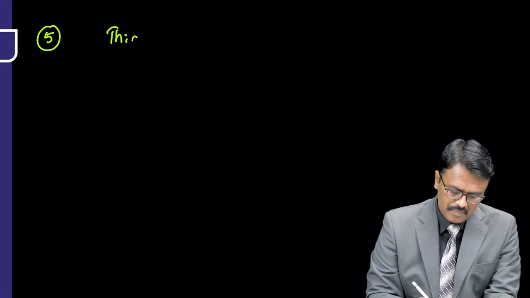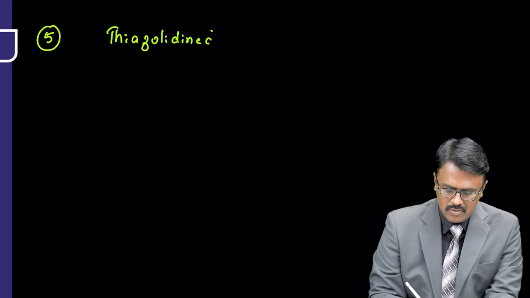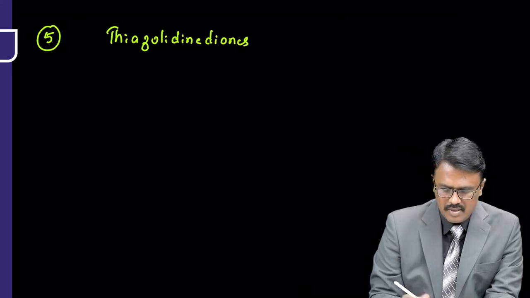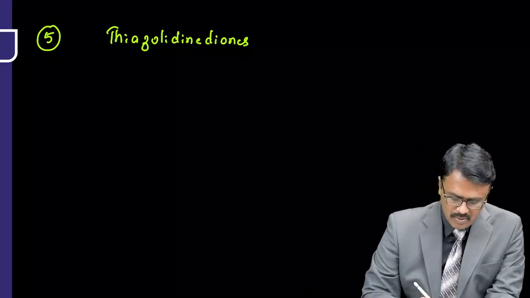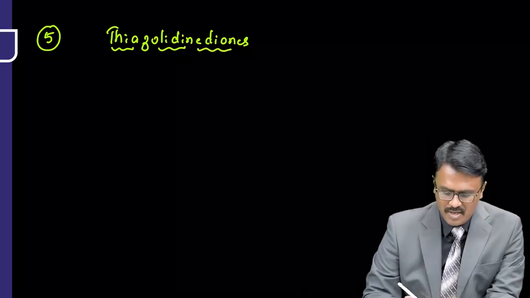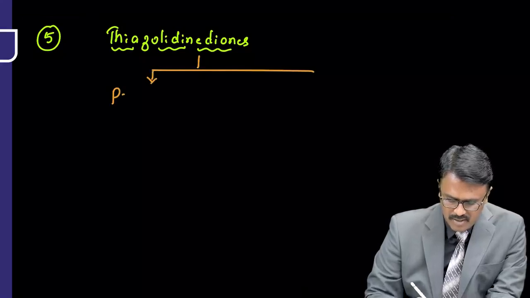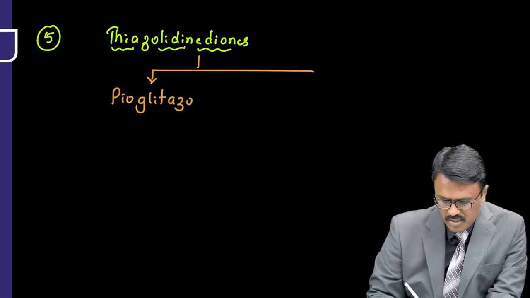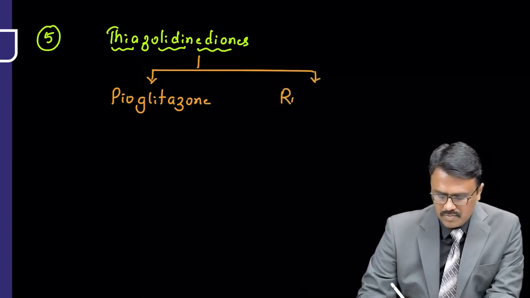And the fifth target, these are called thiazolidinediones. So a bigger name, but don't worry about the big name, you have to remember the drug names. There are two drugs mainly. The name is pioglitazone. At least remember the glitazone, so it ends with glitazone. And one more drug is called rosiglitazone.